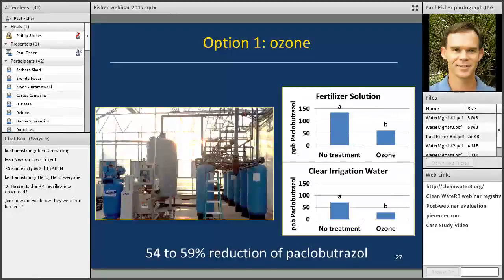So one option would be to use ozone. As I mentioned, it's a very effective oxidizer. And we did some trials in a greenhouse with a large ozone system and filtration system. What we found was, without treatment, if we added in a Paclobutrazol solution, then depending on the experiment we were somewhere between 70 and about 130 parts per billion. And as it passed through the ozone, with each pass it would reduce the concentration of Paclobutrazol by about a half.